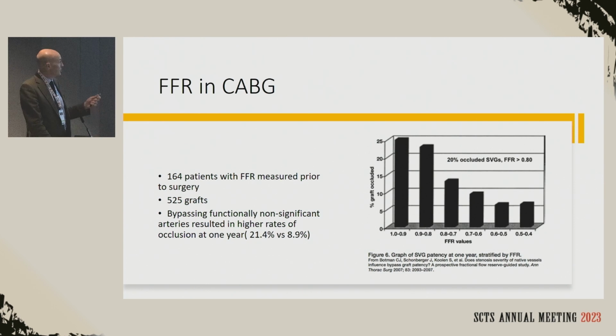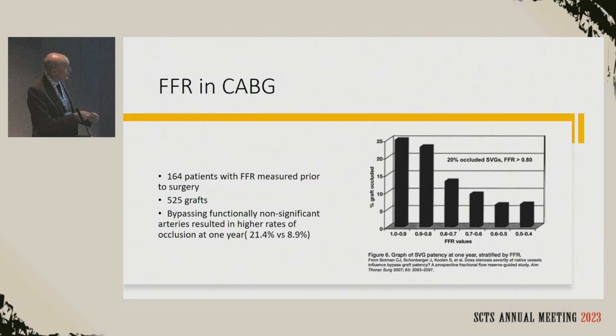The first one was this Botman trial, and what he looked at is he did 164 patients. He FFR'd all their vessels prior to them going to surgery, and 525 grafts were performed. And then he looked at a 1 year angiogram. So they all had an angiogram at 1 year, and he looked at whether there was a relationship between your FFR before surgery and patency of the graft at 1 year. And actually, if you bypassed functionally non-significant arteries, that resulted in a higher rate of occlusion at 1 year compared to ones that were significant. So it's 21.4 versus 9%.